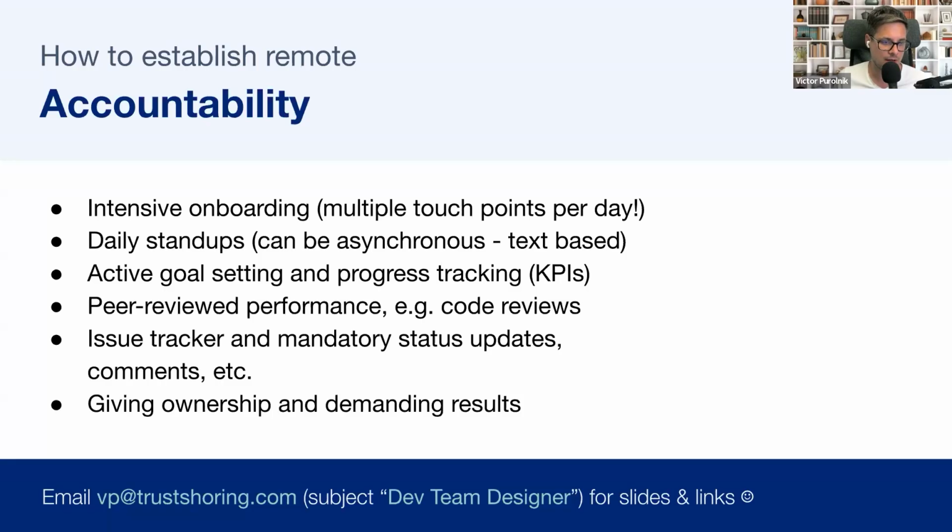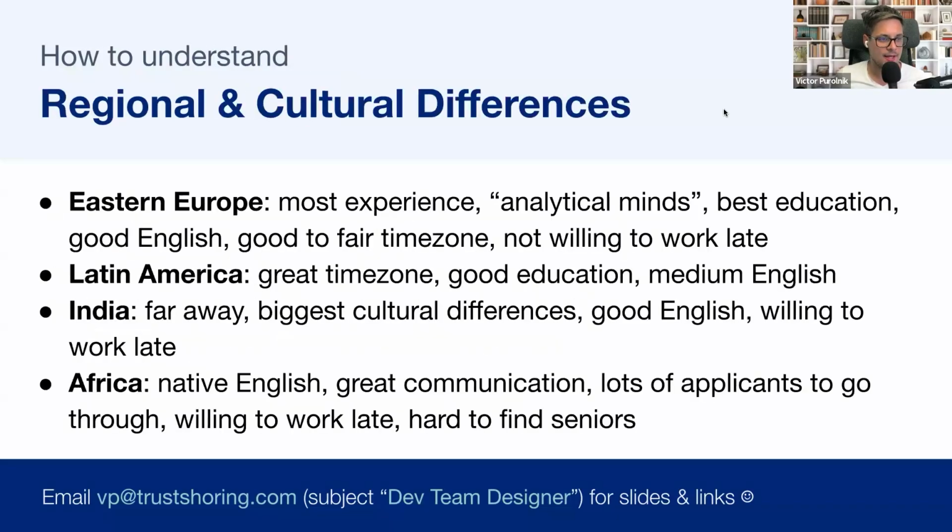Do active goal setting, progress tracking, KPIs, right? Do peer-reviewed performance. So code reviews done by peers are an amazing tool, and really motivate each other to adhere to the coding standards, to not just push something out because you know it's going to be reviewed. Obviously use issue trackers and make those status updates mandatory. But most importantly, give ownership and demand results over tickets. And that always works.